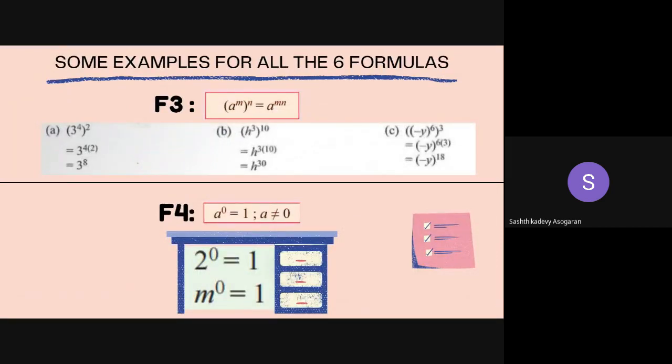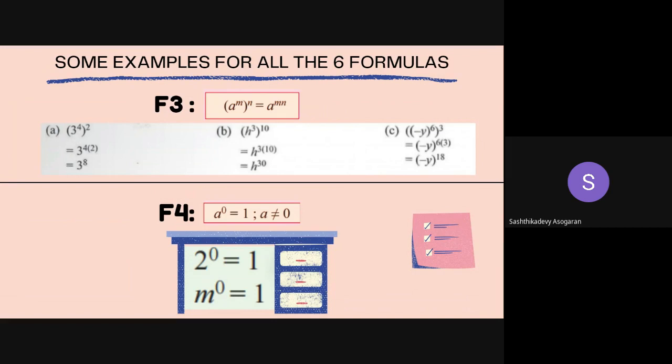Here are some other examples for formula 3 and formula 4. For formula 3, a to the power of m in the bracket to the power of n equals a to the power of mn. For a, 3 to the power of 4 in the bracket to the power of 2 equals 3 to the power of 4 times 2, where the answer is 3 to the power of 8.